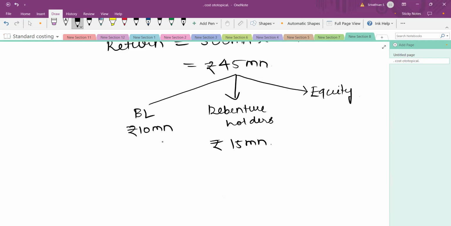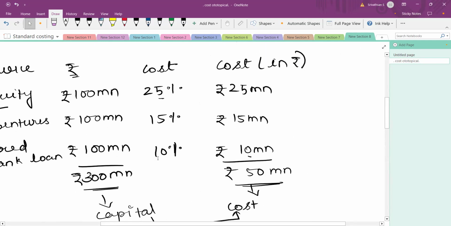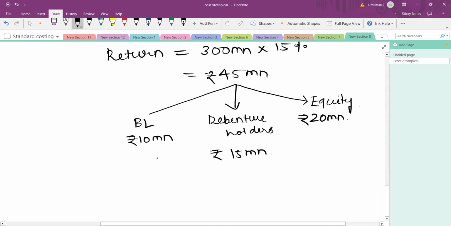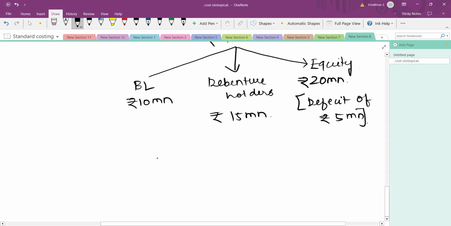We are left with how many million in hand? We are left with only rupees 20 million in hand. But what is the expectation of the equity shareholders? Equity shareholders are expecting 25 million rupees in return, but the company has only 20 million. So the company will pay only 20 million rupees to the equity shareholders, and there is a deficit of how many rupees? There is a deficit of rupees 5 million. Why? Because the logic is very simple.